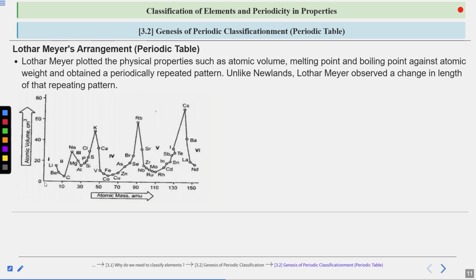So again, I am repeating it. There was a plot done between the physical properties and the atomic weight. So the first is between the atomic volume and the atomic mass. So this graph is for the atomic volume and the atomic mass only. He also plotted it for the melting point and the atomic weight, for the boiling point and the atomic weight. And for all of these three, he got almost the same graph.